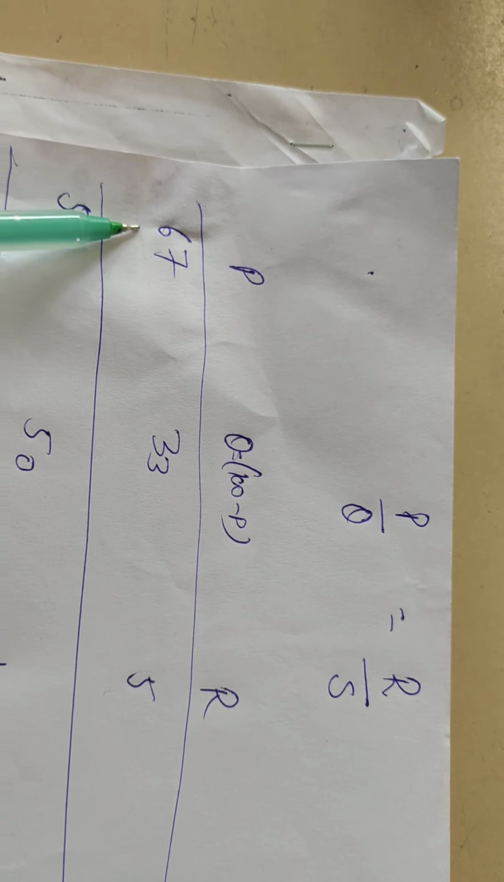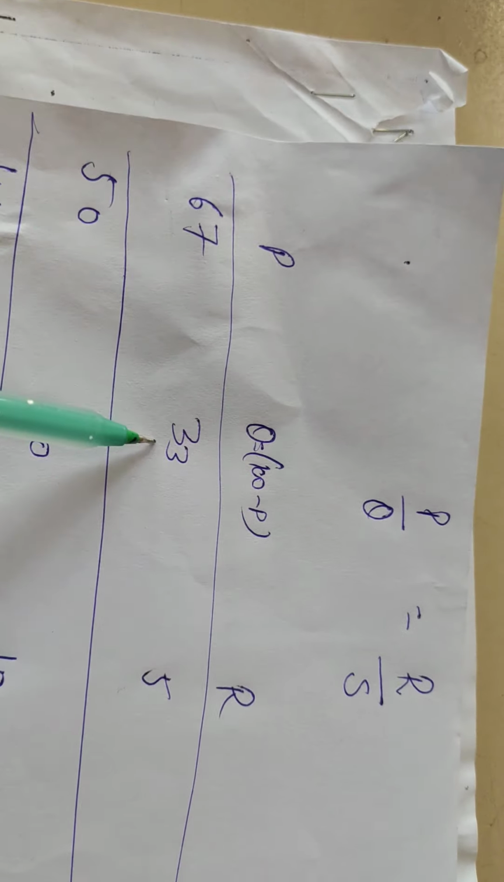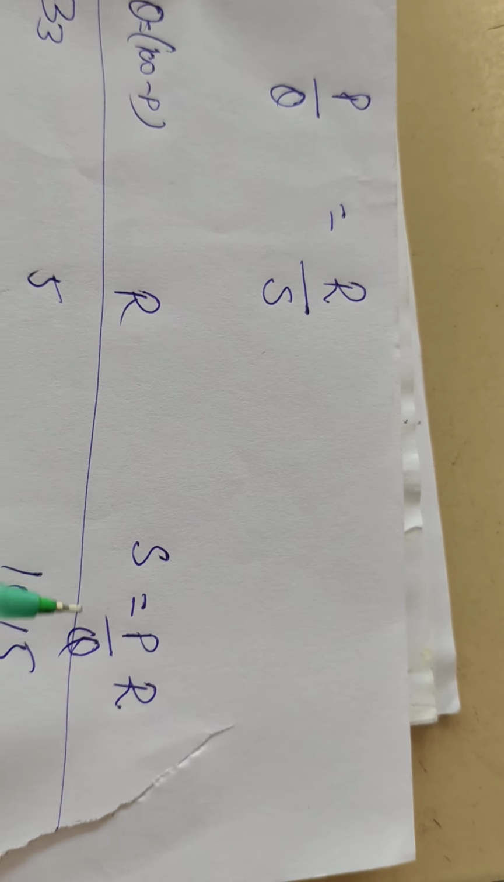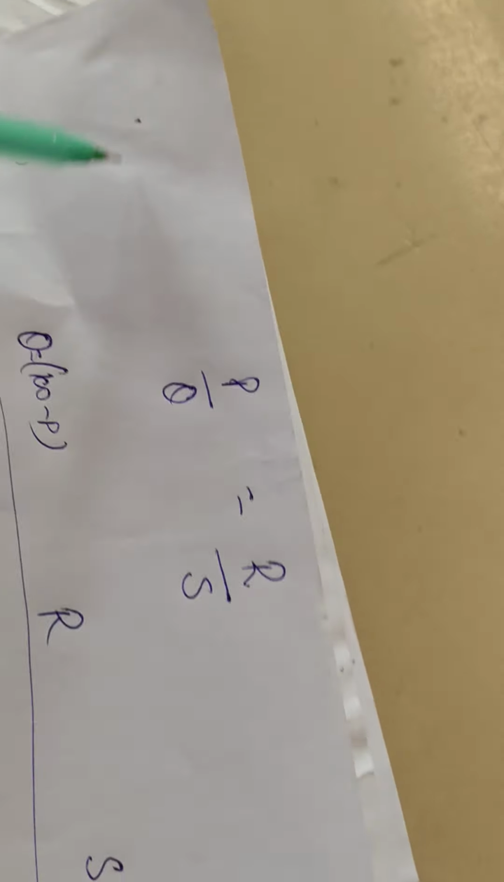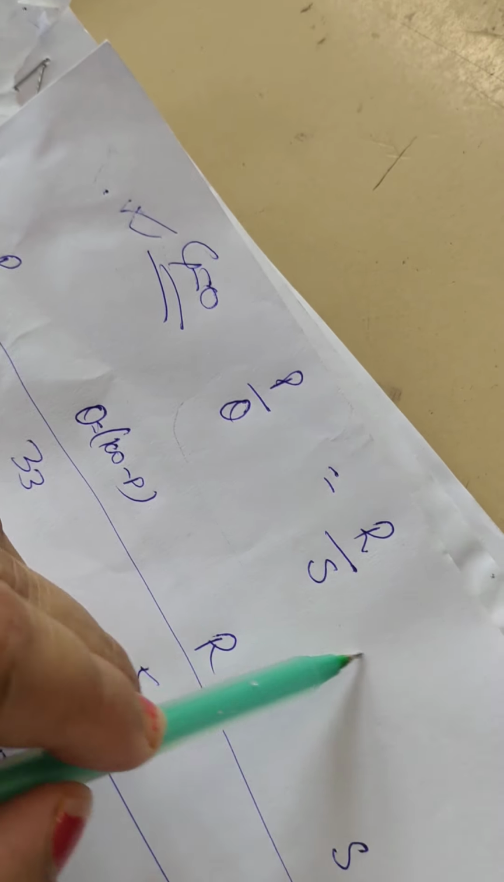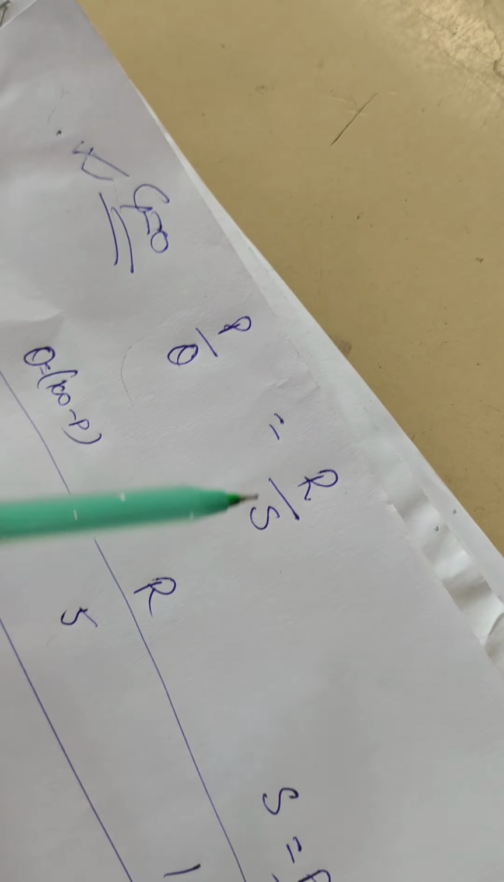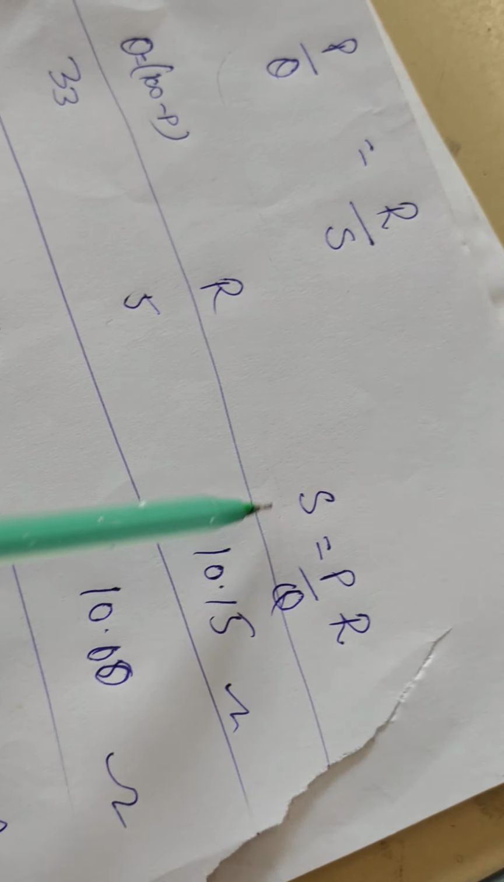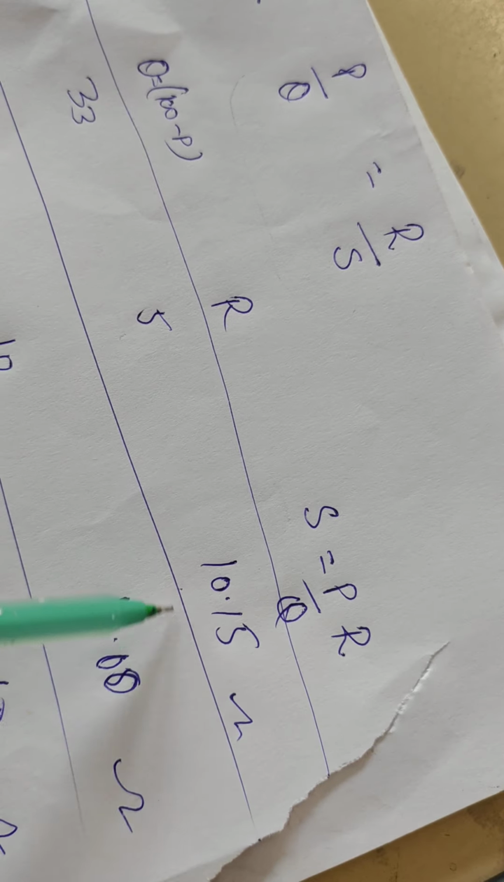P is 67, Q is 100 minus P, that is 33, and I have calculated S as P upon Q times R, because when the galvanometer shows null deflection, this obeys P upon Q equals R upon S. From this formula I have calculated the unknown resistance S, and it comes out to 10.15 ohm.